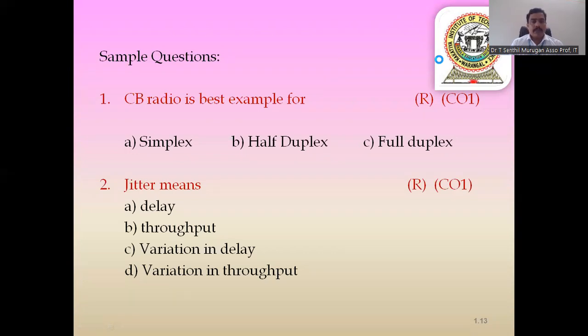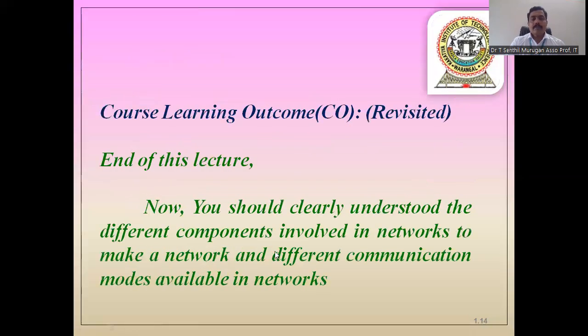Next one, jitter means. What is jitter? The previous slide I explained. It is a delay, or it is the throughput, or variation in delay, or variation in throughput. What is throughput? Okay, delay means how much time it is taking. What is throughput? How much data transmitted in a particular time. Okay, so how much data transmitted from the source, how much data received in the destination in the particular time. That is called throughput. So what is the answer? Variation in delay.